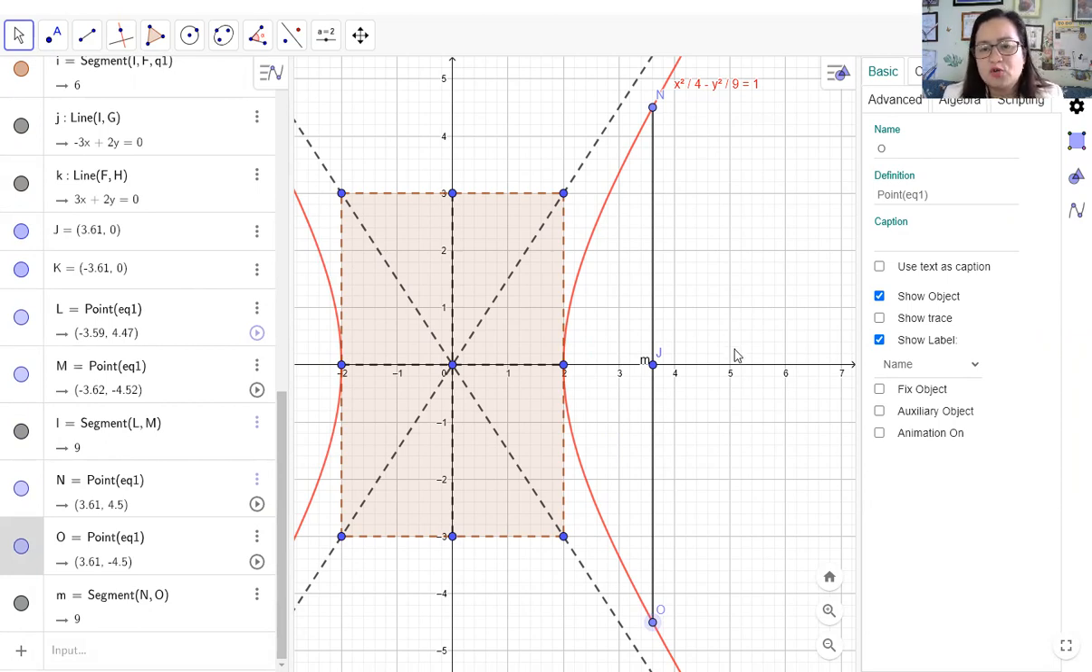If you want to get the endpoints, all you have to do is to get the coordinates of the endpoints of the hyperbola, when we have x is equal to 3.621.